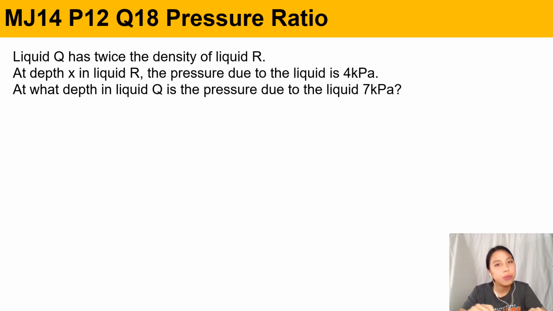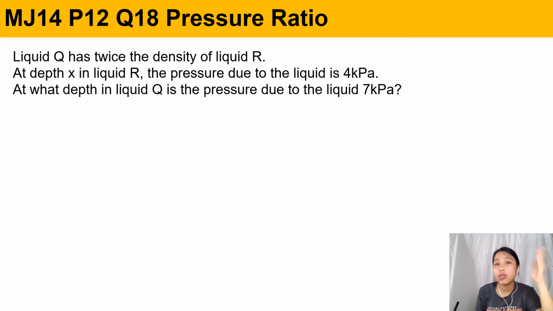This one I call pressure ratio because they didn't exactly give us values to calculate. What to do? So let's see. Liquid Q is twice the density of liquid R. At depth X in liquid R, the pressure due to the liquid is 4 kilopascal. At what depth in liquid Q is the pressure due to the liquid 7 kilopascal? Wow. For me, if I read so many words like this, my brain also a bit jammed.